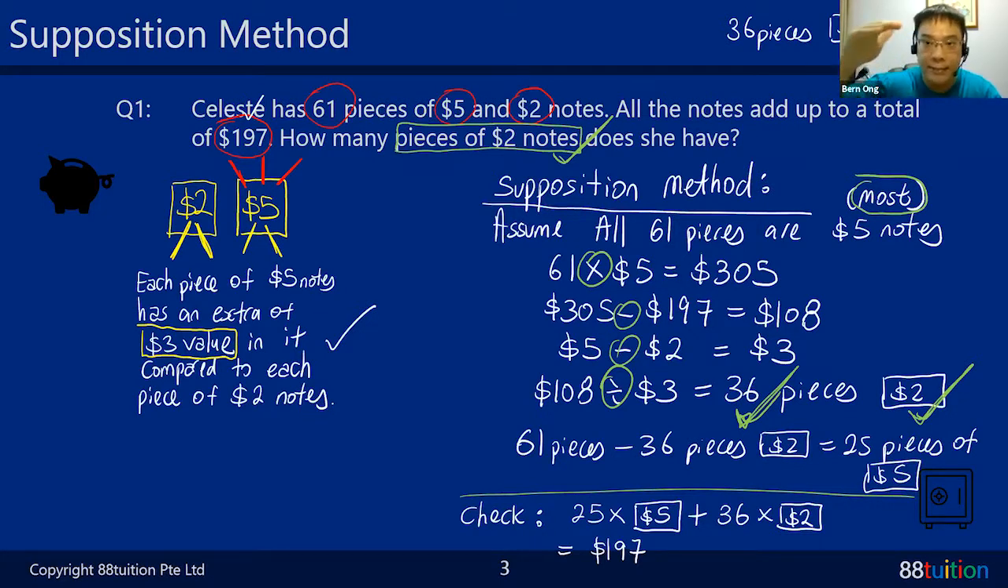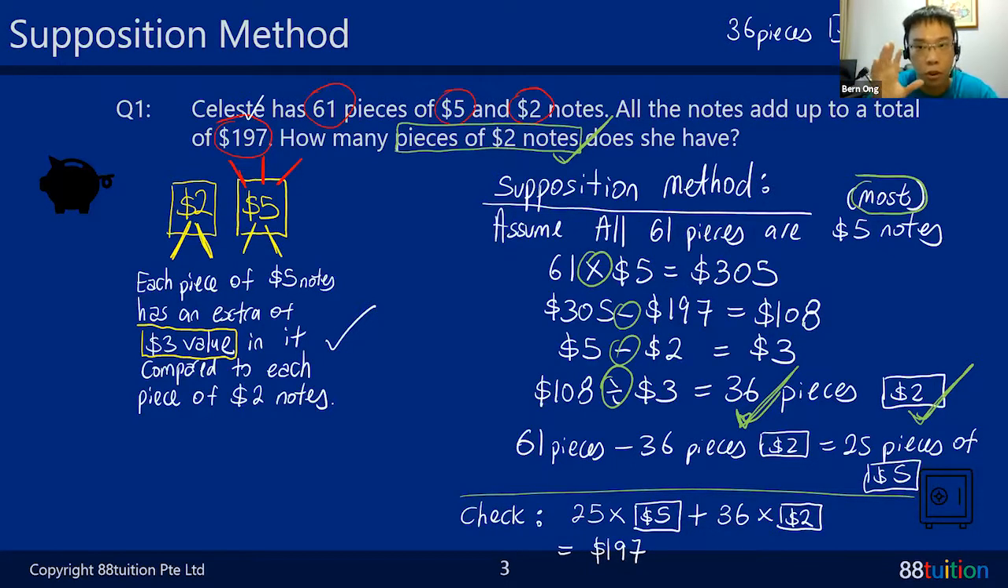So after using the list and the explanation, the steps, I fully understand already. Then the last step, I got what? Just now I found that I got 25 pieces of $5 notes. But the question doesn't want the 25 pieces of $5 notes. The question wants $2 notes. So I will do the additional step, 61 minus the 25. It doesn't take a lot of time, you see.